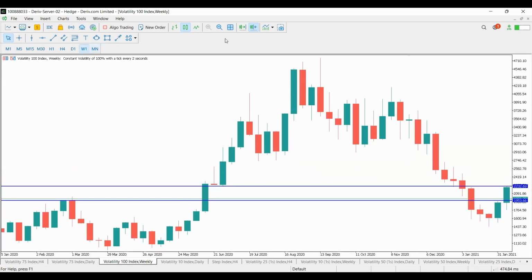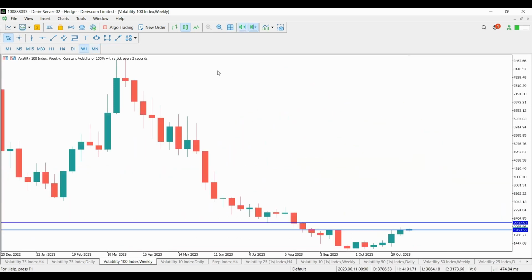Now, when you go to the weekly time frame, this is the area that we do have. We have this area here and this area here. Now, what do we see in weekly? In weekly, we see that the market was clearly making lower lows, lower highs, lower lows, lower highs, lower lows, lower highs, lower lows. Now, this area here was not previously tested.